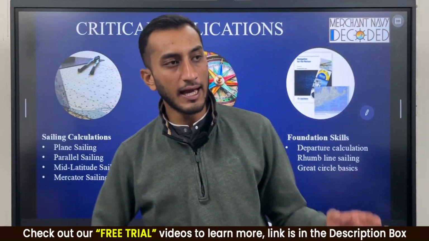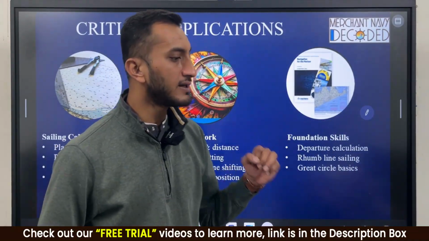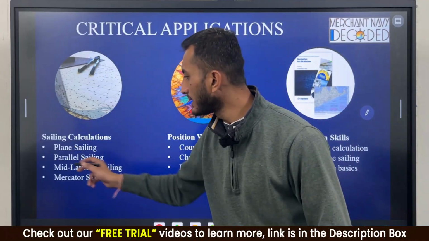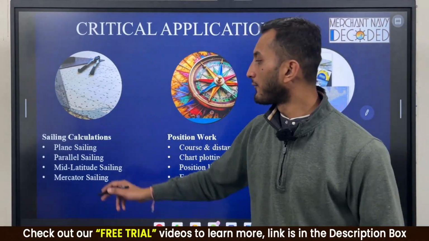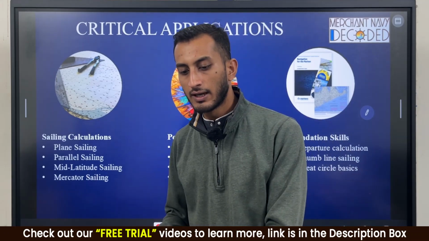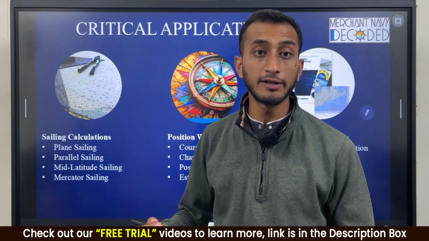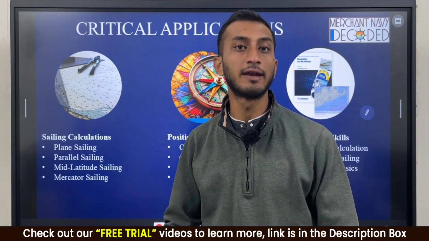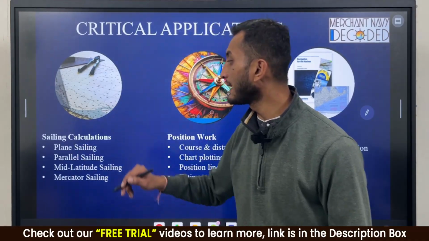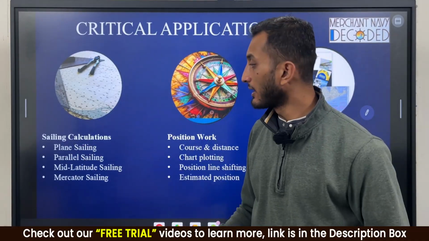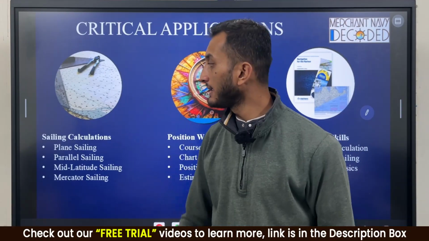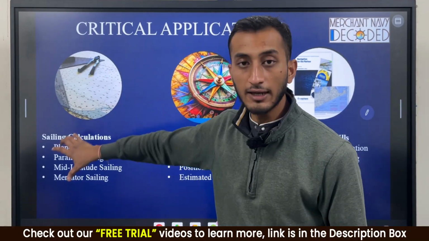Now, why do we need latitude and longitude? It's because of sailing calculations. We need it for plain sailing. Without latitude and longitude, we are nowhere. We are lost at sea. This is for plain sailing, for parallel sailing, for mid latitude sailing and for mercator sailing. For these purposes, we need latitude and longitude for calculation.